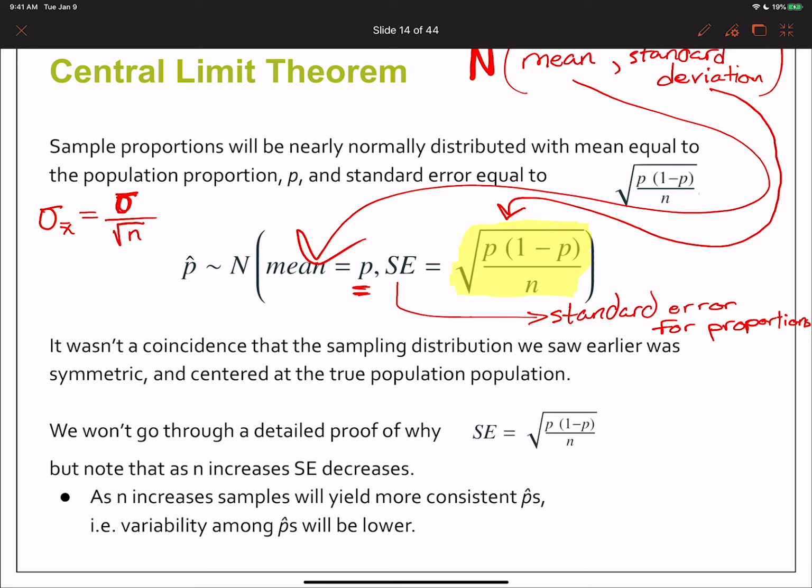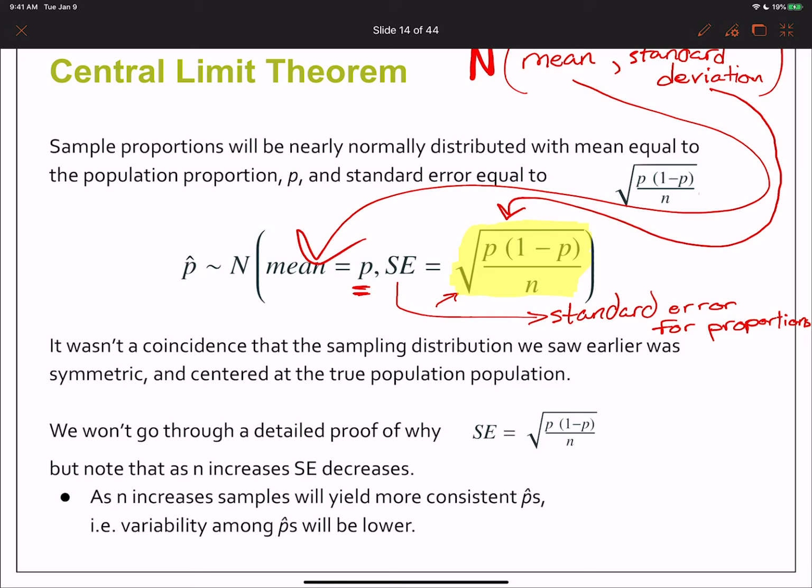This time, we're not doing this. We're going to do this instead, because we're dealing with proportions. So it's just a slightly different transformation that we do, and that's the only thing that changes. This was for the standard error of the means. This one is for the standard error of the proportions. So this equation is for the proportions. This is the standard error for the proportions.